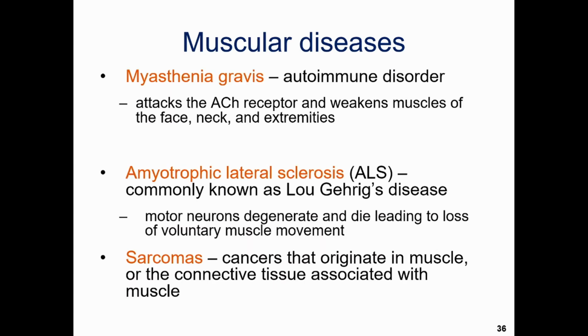Myasthenia gravis is an autoimmune disorder. So remember, autoimmune, your immune system is attacking the healthy tissue of the body. And so in this case, myasthenia gravis is where the immune system is attacking the acetylcholine receptors. If the acetylcholine receptors are damaged, it doesn't matter how much acetylcholine is released by the neuron. The muscle is basically deaf to the message being sent by the nervous system.